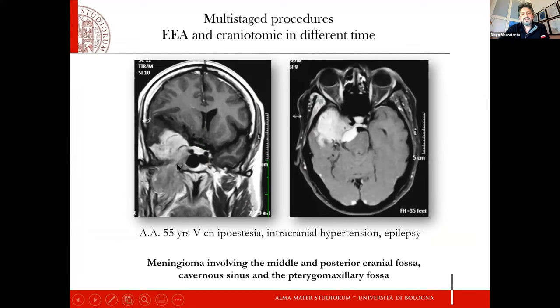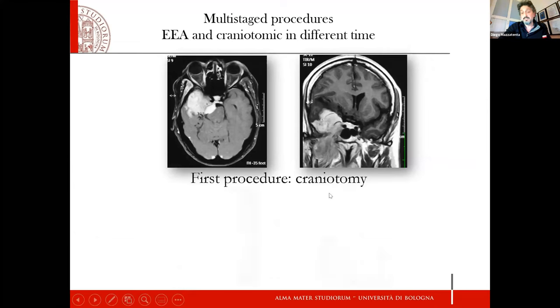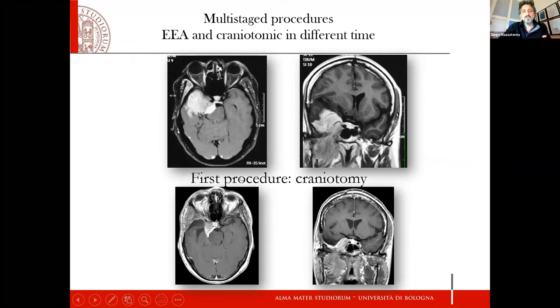The infratemporal fossa approach can be useful in multi-staged procedures. This is an intra-extracranial meningioma in a 55-year-old female. The patient was affected by intracranial hypertension and epilepsy. Obviously, we started with the craniotomic transtemporal approach, to remove it and relieve the hypertension. As you can see, a component remains in the cavernous sinus and the infratemporal fossa. The midline is recovered and the patient's hypertension resolved.